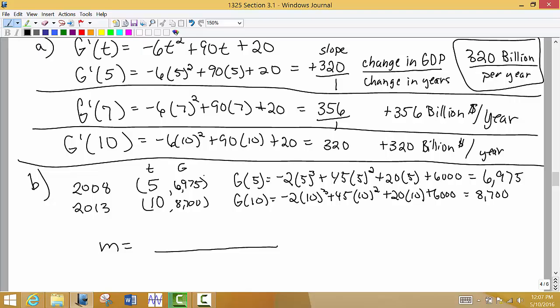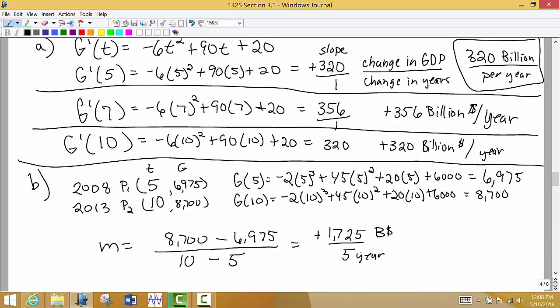So I'm just going to subtract. I'm going to think about this as kind of like my point 1 and my point 2 here. It's going to subtract the y values on top, so 8,700 minus 6,975. I'm going to do 10 minus 5, and that gives me 1,725 over 5 years. So keep in mind what we're saying is that there was an increase of basically $1,725 billion over those 5 years. So this represents the billions of dollars over those 5 years.